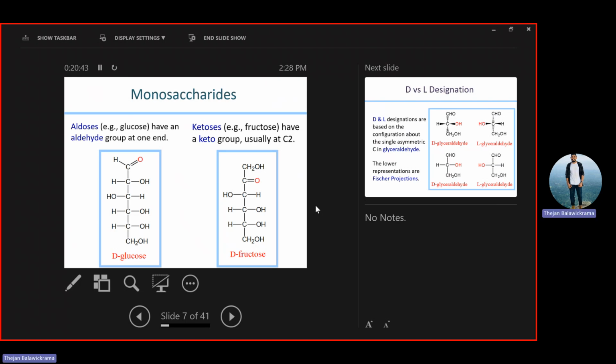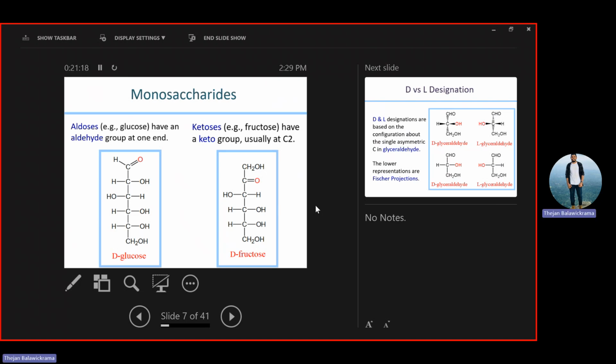in the middle, with carbon on both sides. Now you see that in D-fructose, it has a C double bond O in the middle of the chain. That is a ketone group. But in D-glucose, we have a C double bond O at one corner, just like this. That is an aldehyde. So that difference is there. In D-glucose, we have an aldehyde group.